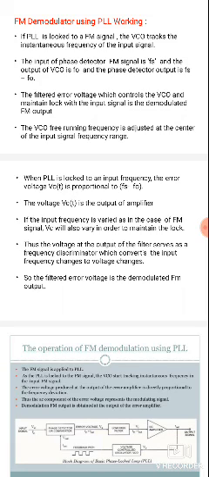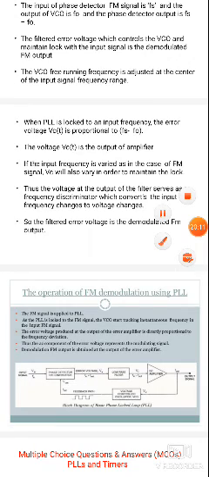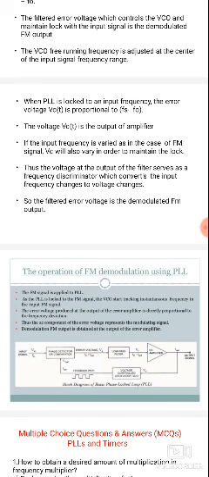In this, the VCO free running frequency is adjusted at the center of the input signal frequency. Then it is covered by the capture range, and finally by the lock range. So when the PLL is locked on the input frequency, the error voltage VC is proportional to Fs minus F0. So in the locked range condition, the input frequency and error voltage are proportional. The input frequency is Fs, and the output frequency is F0. So Fs minus F0 is VC, proportional. The voltage VC is at the output of the amplifier.